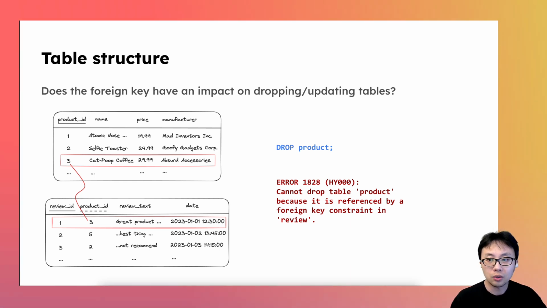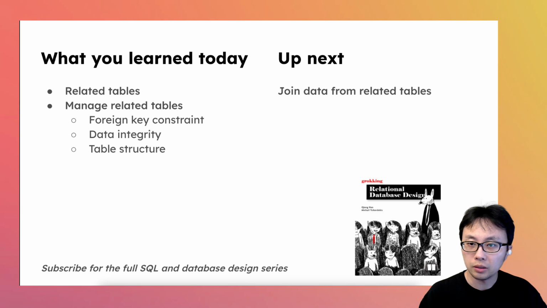If you really want to perform such tasks, you will need to drop the foreign key constraint first, and in the eyes of the database system, that is an explicit agreement that you understand the consequence of doing such a thing. So then you will be allowed to perform such tasks. In this video, you'll learn about related tables and how to manage related tables and their data. You also picked up some new concepts such as foreign key constraints and data integrity.